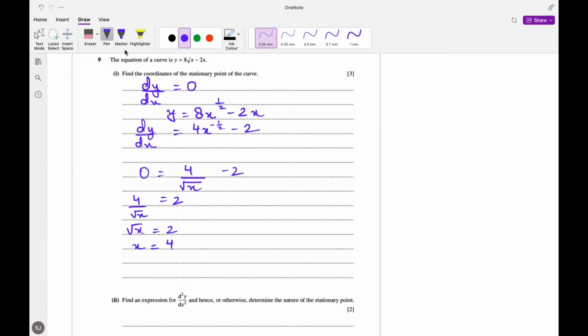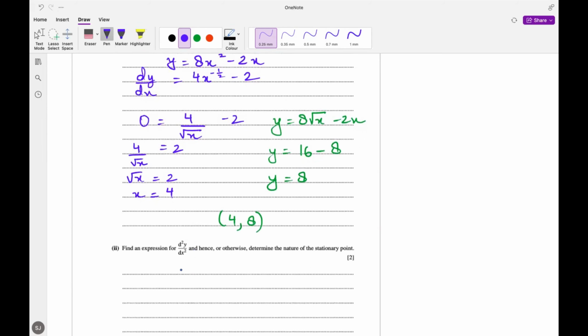Once we get the value of x as 4, we'll substitute it into the equation y is equal to 8 root x minus 2x. So this will become y is equal to 8 times root 4. So 8 times 2 is 16, minus 2 times 4 is 8. So y is equal to 8. So the coordinates of the stationary point will be 4, 8.